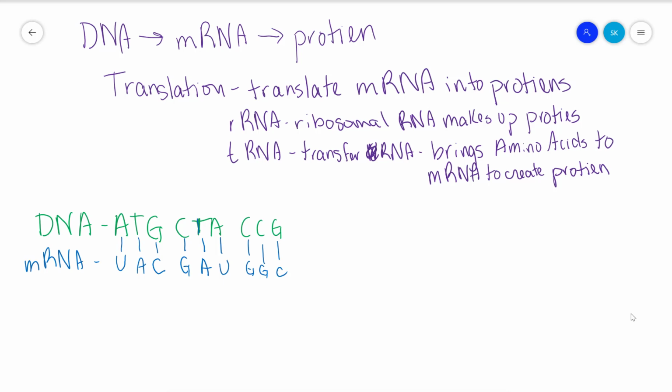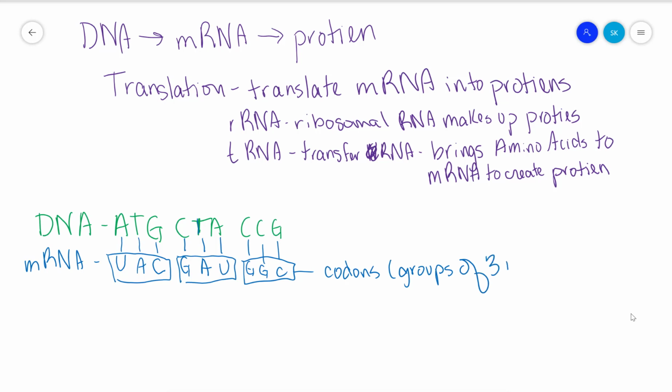All right. Now, notice I have these grouped in groups of 3 because this is how they're going to be read. These groups of 3 are called codons. Groups of 3 nucleotides.